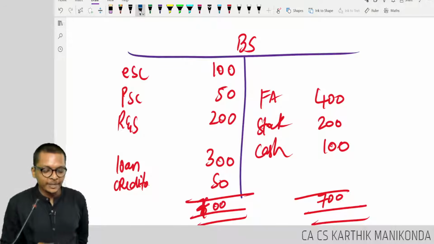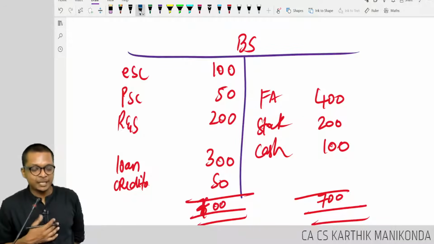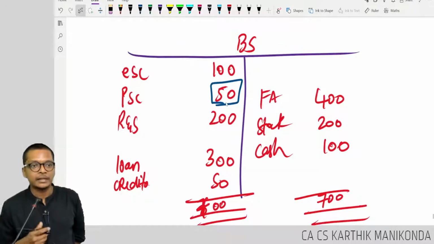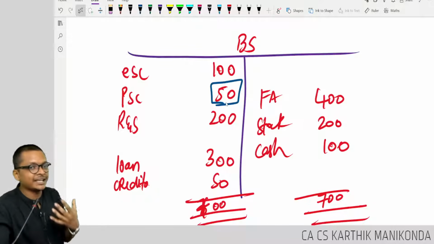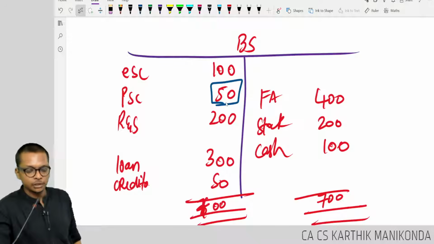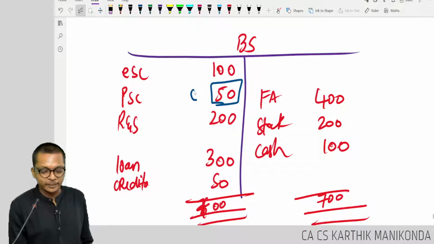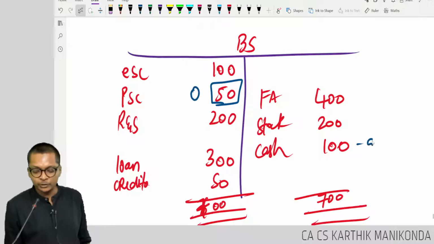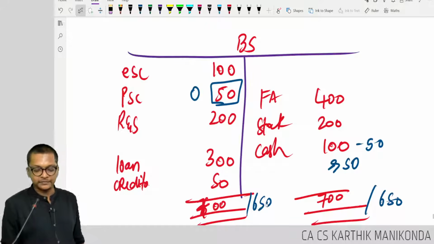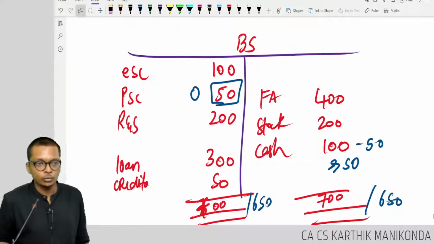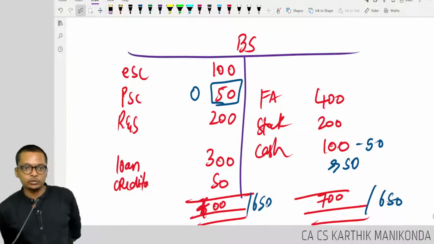Now when you repay preference shares, let's say I am repaying preference shares of 50 at par, because all these sums so far they have repaid only at par, basic sums. So if you repay preference shares at 50, what will happen? Cash will reduce by 50, I will be left with 50, my balance sheet new total will become 650, correct?